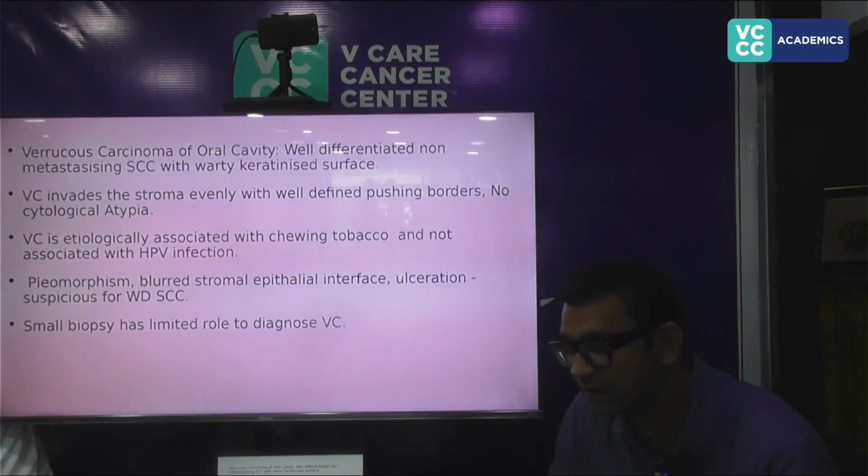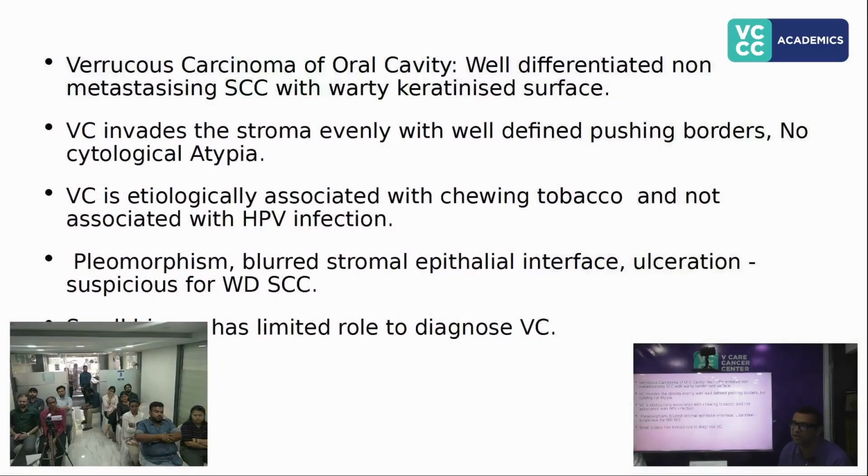Another interesting discussion is the verrucous carcinoma. Verrucous carcinoma is basically a well-differentiated, non-metastatic squamous neoplastic lesion which appears as a warty, keratinized surface macroscopically. Microscopically, apart from this, we see the exophytic papillae-like appearance, and there is endophytic growth of multiple papillae, and there is no infiltration of the stroma.